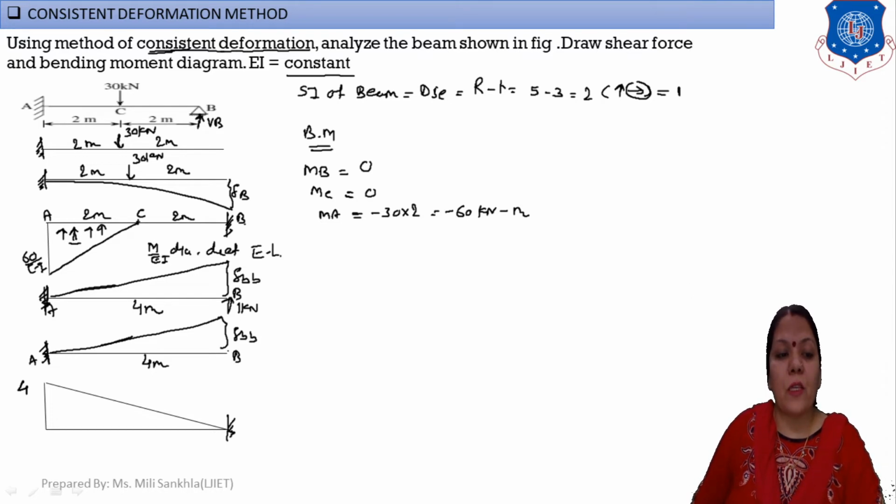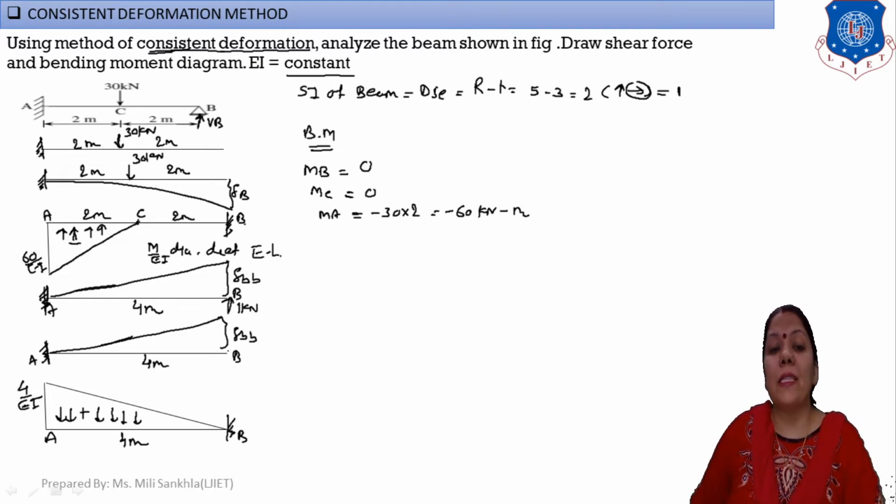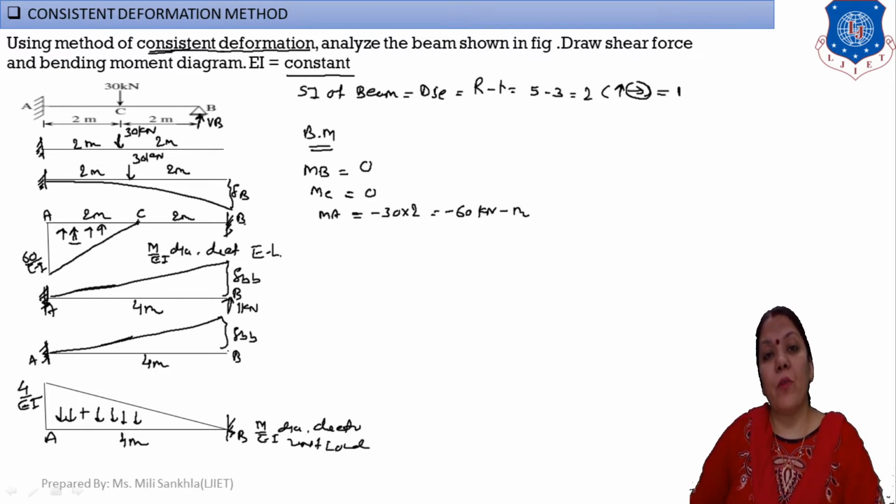So the height of this bending moment diagram is equal to 4 by I, and this diagram is positive because the inducing moment on the right-hand side is anticlockwise. This is point A, this is point B, and this distance is 4 meter. This diagram is known as the M upon EI diagram due to unit load. Now one by one we find out our deflection.